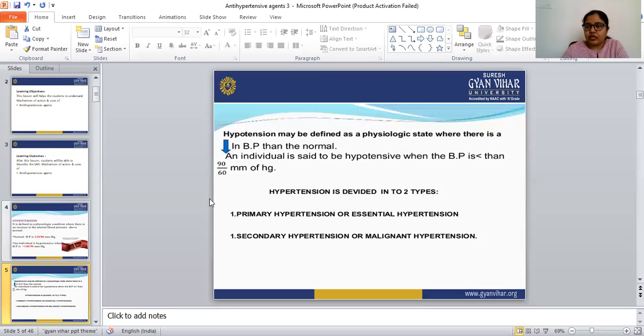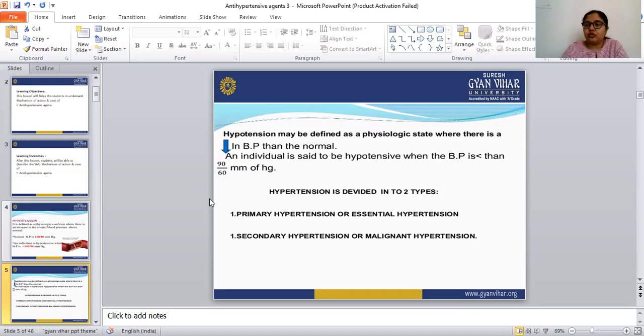We have already discussed all these things in the previous class. Primary hypertension is known as essential hypertension. Secondary hypertension is also known as malignant hypertension. The cause of primary hypertension is unknown. Secondary hypertension means hypertension related to other diseases, such as renal diseases. Hypertension related with other diseases is known as secondary hypertension.